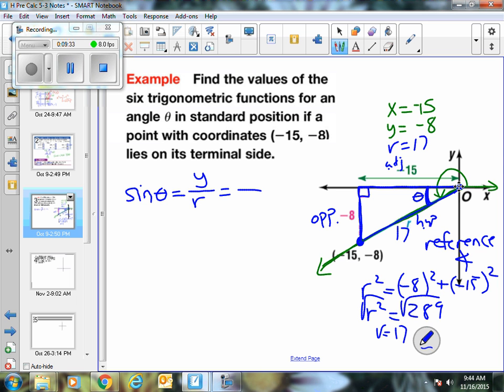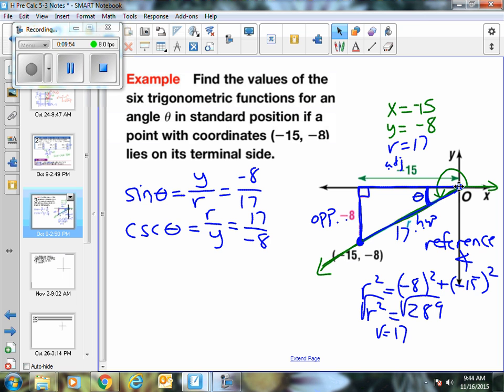So opposite over hypotenuse, or y over r, would be -8 over 17. So we're using opposite and hypotenuse. Can't simplify it, good to go. Cosecant, I'll just do that one right away, then would be r over y. So that would be 17 over -8. Now, does it make sense that sine is negative in quadrant 3? Well, y's are always negative in quadrant 3. The r's are always going to be positive, so they're always going to be opposite in sign. One's plus, one's minus. Always going to be negative then.